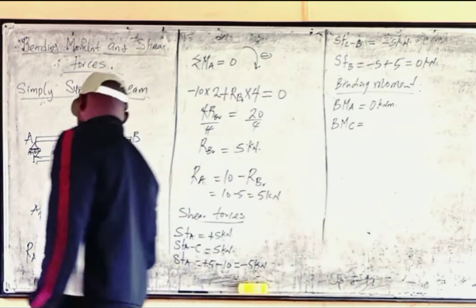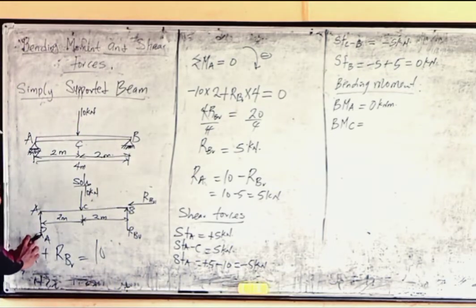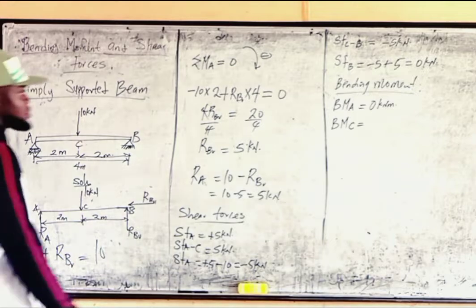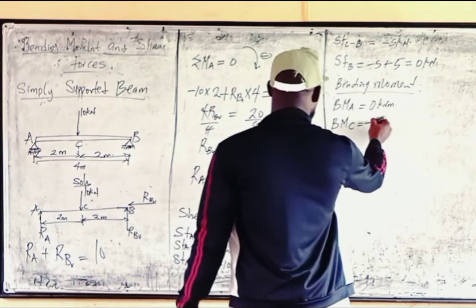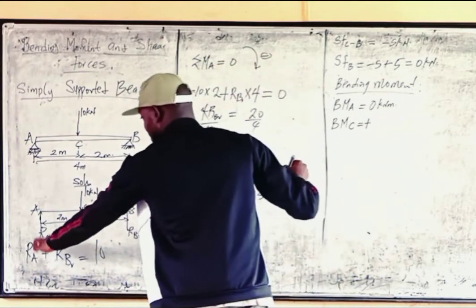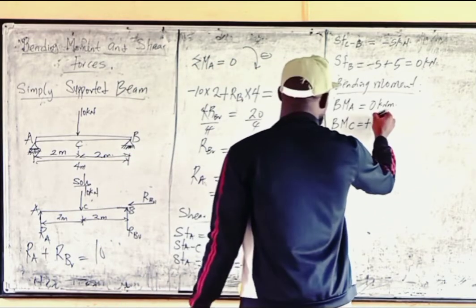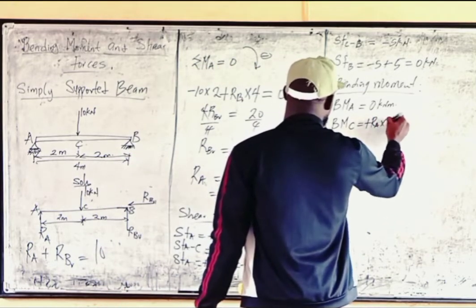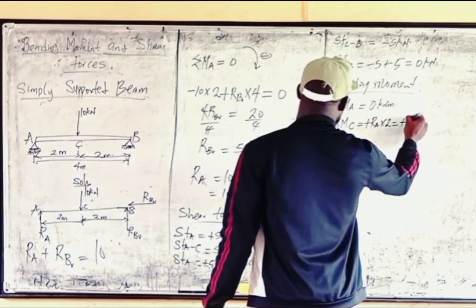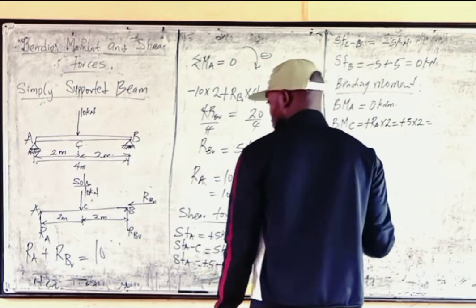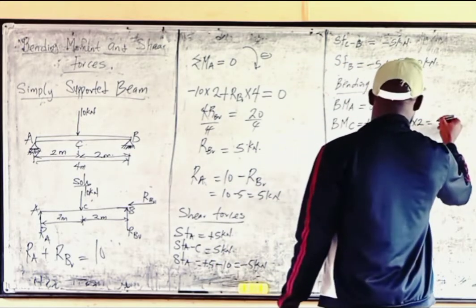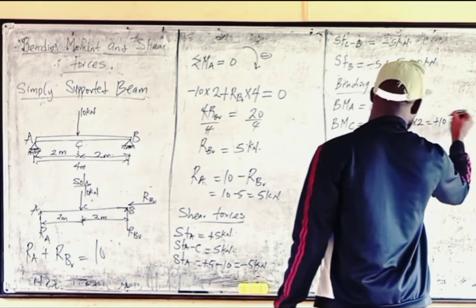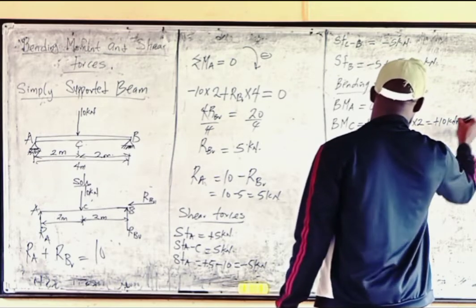The bending moment at point C will be this load times this distance. That is the bending moment at point C. Remember that load is positive. That is plus RA times 2, that is plus 5 times 2, and that will be equal to plus 10 kilonewton meters.